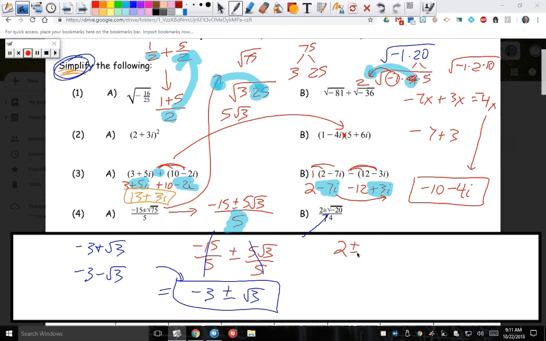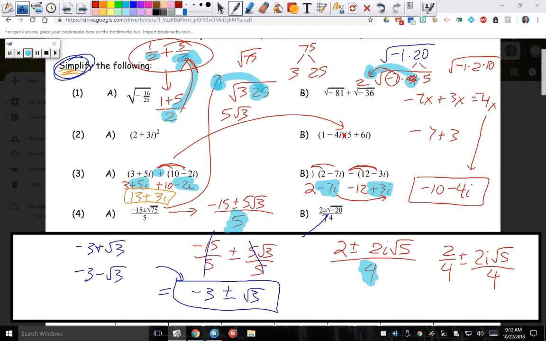So far it simplifies looking something like the following: 2i root 5, all over 4. And just like this example where we were going backwards, because we had one monomial and the same common denominator, we know we can write this as two fractions, which are 2 over 4 plus or minus 2i square root of 5 over 4. Then just reduce the coefficients to a 1/2 plus or minus 1/2, where I'm just not going to write that understood 1, and I would get a 1/2 plus or minus i root 5 over 2. And that is it.